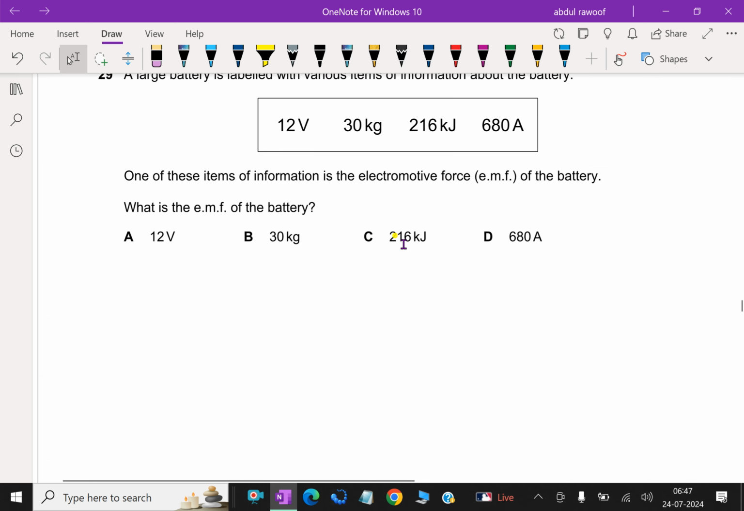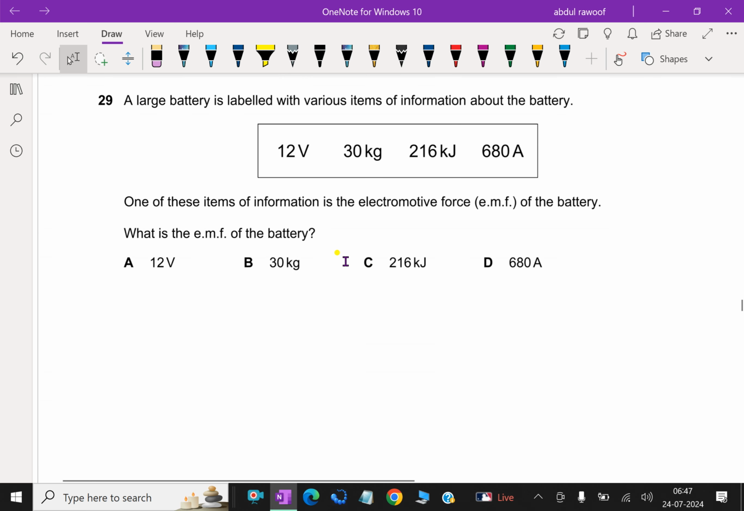Then next question. A large battery is labeled with various items of information about the battery. Here 12 volt, this is electromotive force; this is mass; this is work; this is ampere. One of these items of information is the electromotive force, EMF, of the battery. Which is the EMF of the battery? Volt, of course, volt is the EMF. So option A. The other things are mass, energy, ampere.